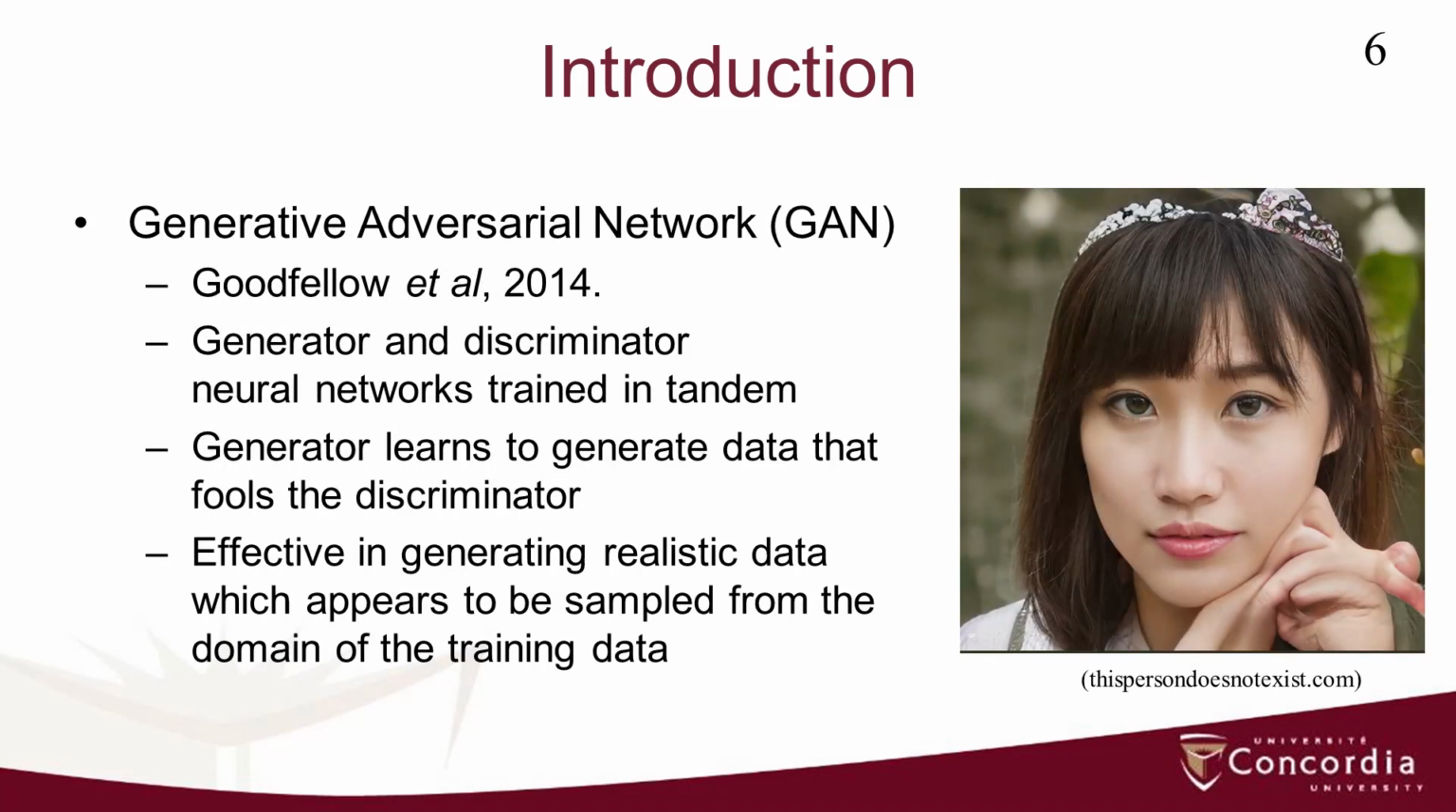Now let's talk about generative adversarial networks, or GANs. A GAN is an unsupervised deep learning model with two subnetworks, a generator and a discriminator. The discriminator learns to distinguish between realistic and synthetically generated data, while the generator gradually learns to generate realistic data that fools the discriminator. GANs have proven to be very effective at generating realistic, novel 2D images that appear to be sampled from a particular domain, such as portrait photos of celebrities.